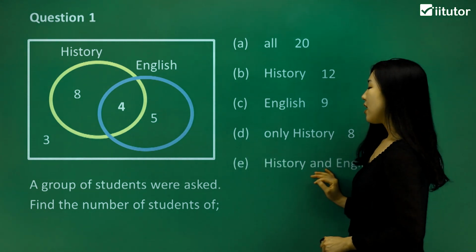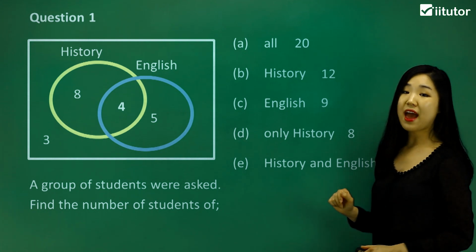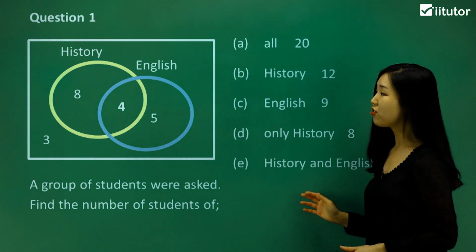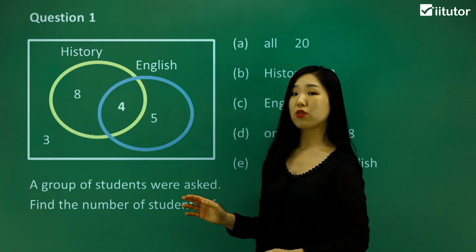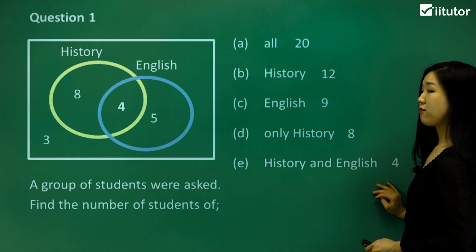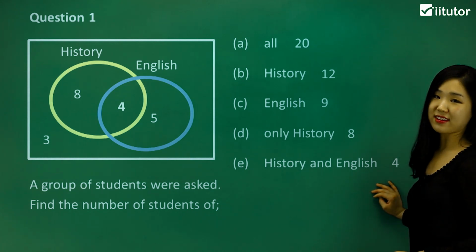Now, E, history and English. So if we want to know the number of students who do history and English, it would be the students who do both, which must be here, the 4 students. So you can see that the 4 students do history and English.